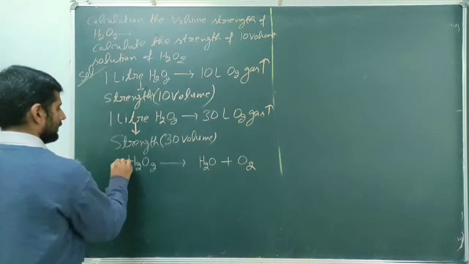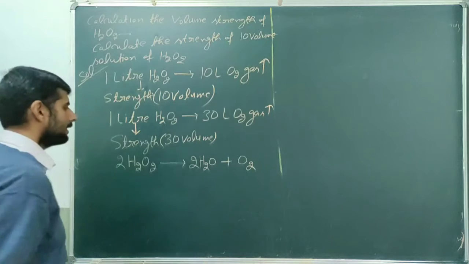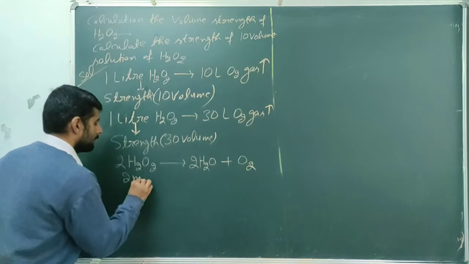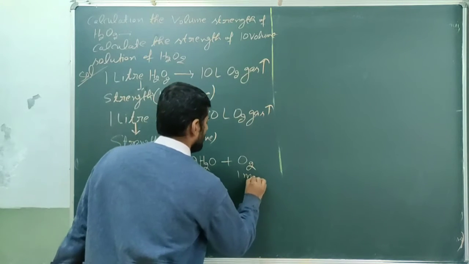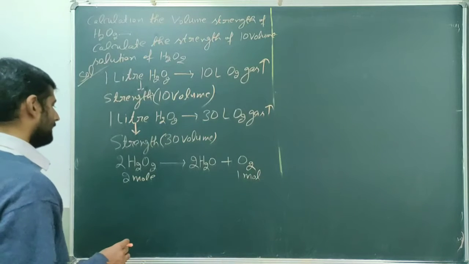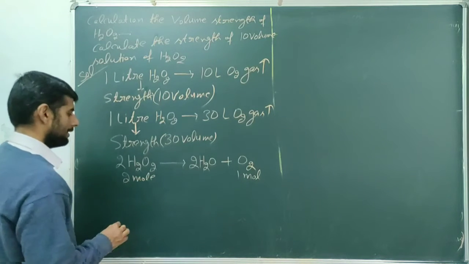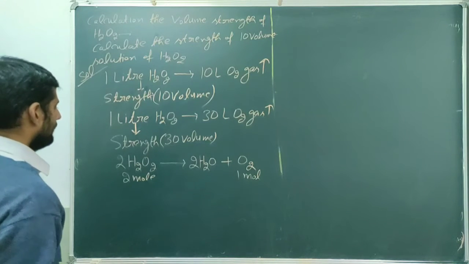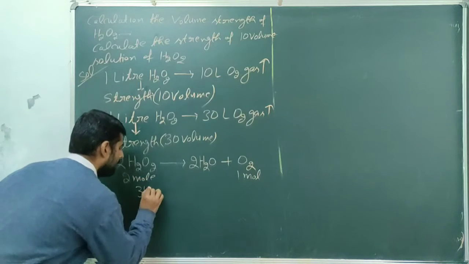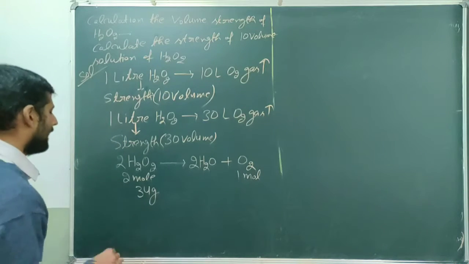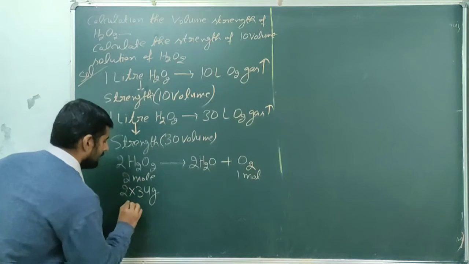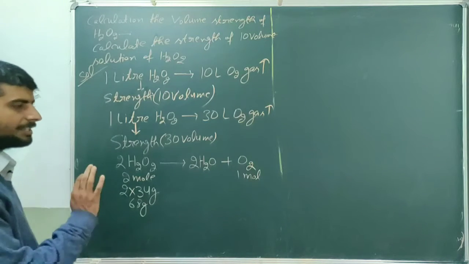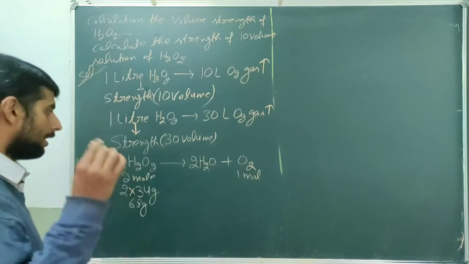Okay. So this is the balanced equation. 2 moles of H2O2 will release 1 mole of O2 gas. So 2 moles H2O2, the molecular mass of H2O2 is 34 (water H2O is 18). It is 34 gram, but it is 2 moles, so I will multiply it with 2, that is 68 gram H2O2. 68 gram H2O2 will produce 1 mole O2.